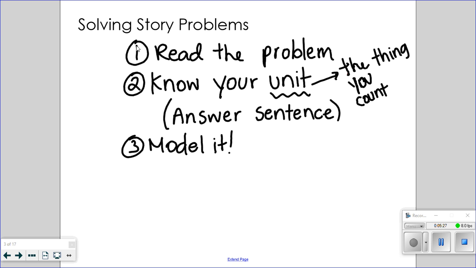This is probably the second most important step after knowing what it is that you're counting, is to do a model. We're going to talk about some models that we can use. We've been using models. The models that we have been using are counters. That's what we've been using the past couple of days.